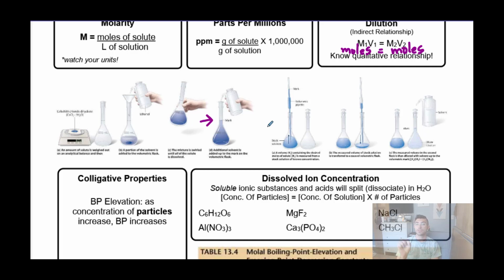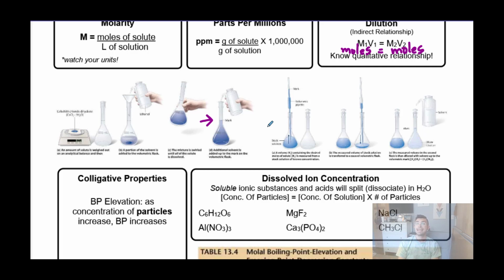Remember, these are really precise. It's a really precise piece of glassware that only has one single graduation on it for a specific volume. So if you're making a 500 milliliter solution, you're going to grab a 500 milliliter volumetric flask. If it's 100 milliliters, you're going to grab a 100 milliliter volumetric flask. There's only one graduation on the specific piece of glassware.